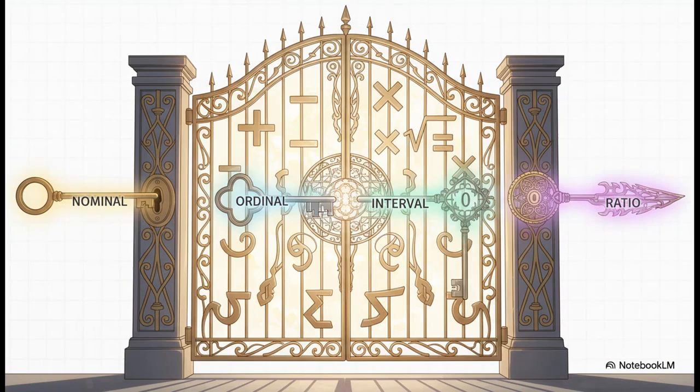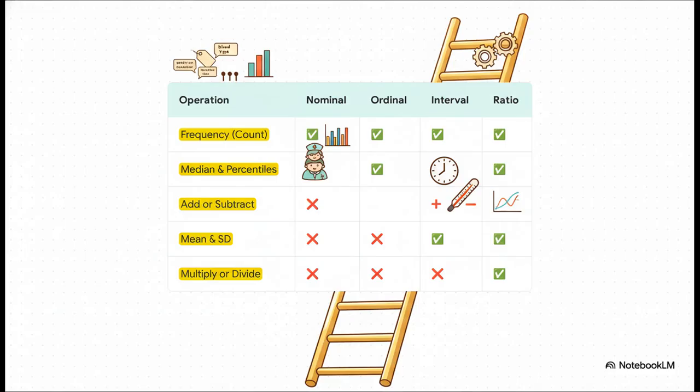The level of measurement you use literally dictates the kind of math and the kind of statistical tests you're allowed to run. If you use the wrong test for your data, you can end up with completely wrong, totally invalid conclusions. It's that serious. And this chart here just lays it all out perfectly.